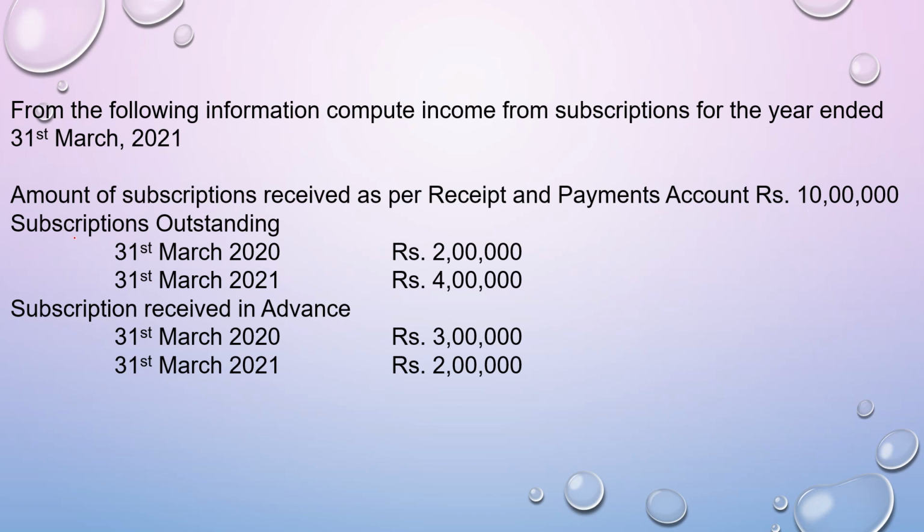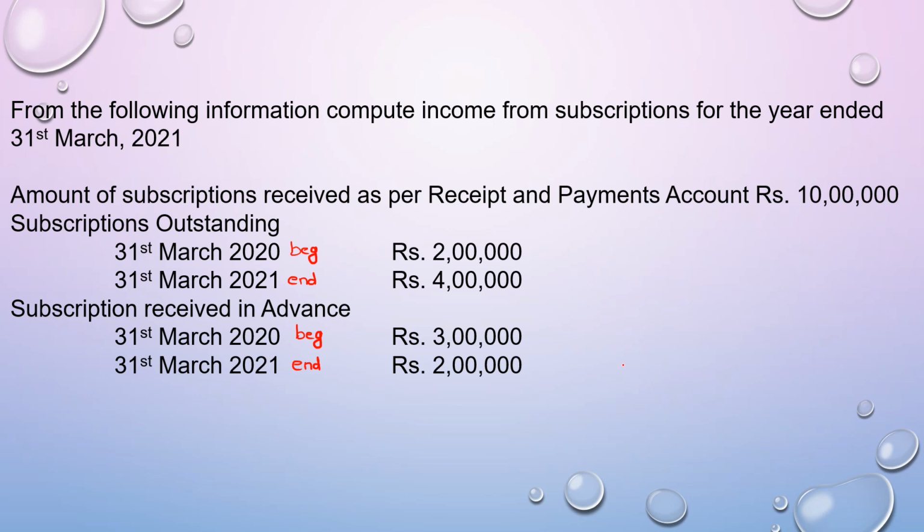Additional information given is subscription outstanding on 31st March 2020. So this is at the beginning, 31st March 2020, 2 lakh. 31st March 2021, this is the outstanding at the end, 4 lakh. Similarly, information about subscription received in advance as of 31st March 2020, that is at the beginning of the year, 3 lakh, and 31st March 2021 at the end of the year, 2 lakh has been given. Now using this information, we will prepare the table format first to find out what is the subscription income of the year.